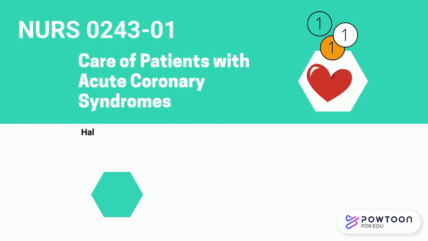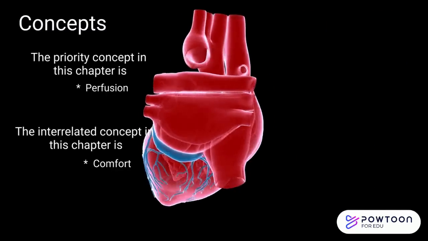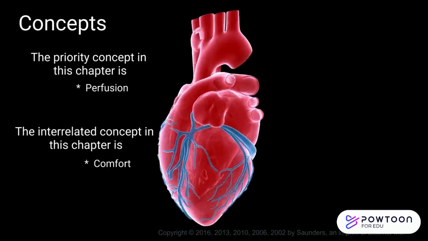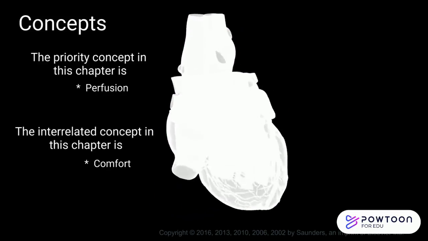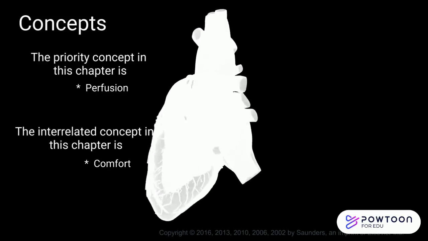Hi, this is Stephen-Castro, and we are going to go over the care of patients with acute coronary syndromes. It's chapter 38 in your book. Our priority concept is going to be perfusion. That also has the exemplars of stroke as well as dysrhythmias, and some interrelated concepts include comfort.